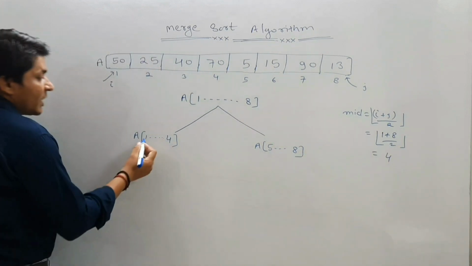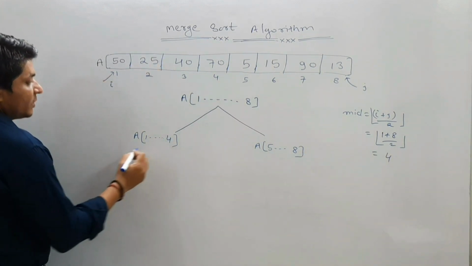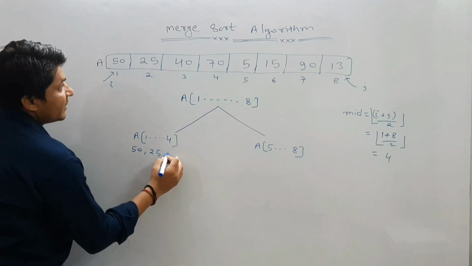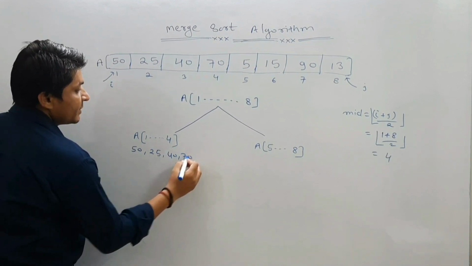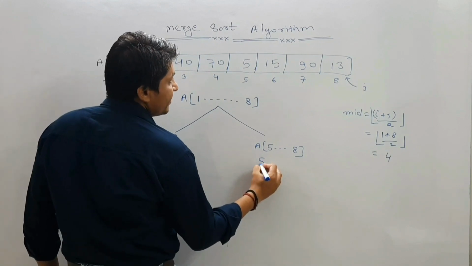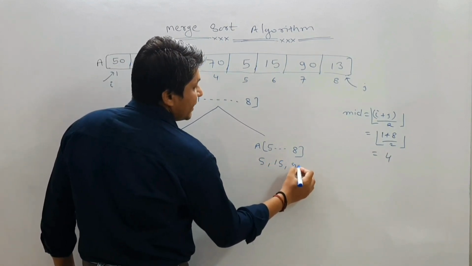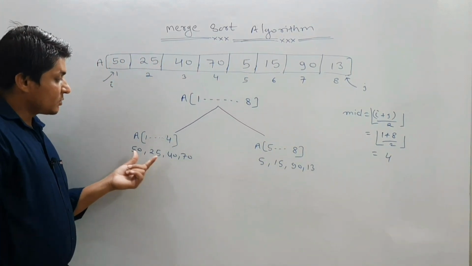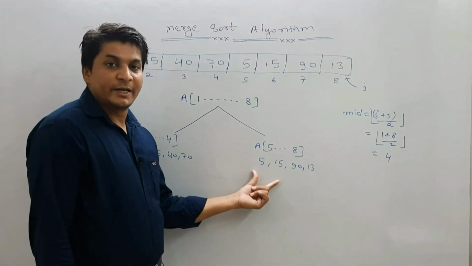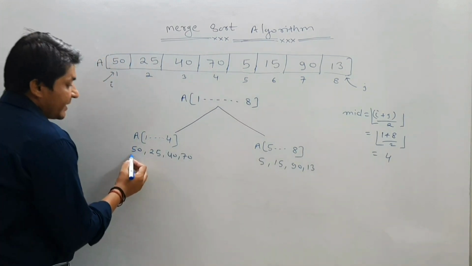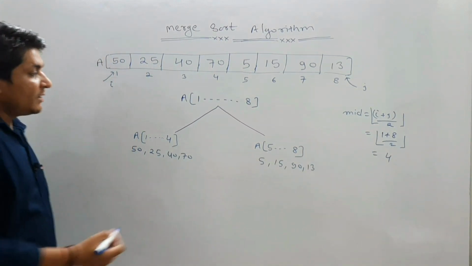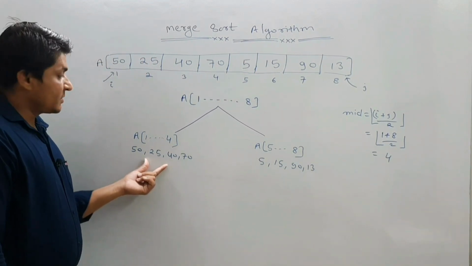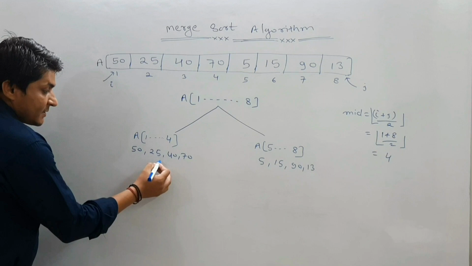If you see 1 to 4, what are the elements? 50, then 25, then 40, then 70, and on this side 5, 15, 90 and 13. So on this side we have one array and on this side we have another array. If you see, this array is still unsorted and this array is still unsorted. So now again we are going to divide each array into two parts.